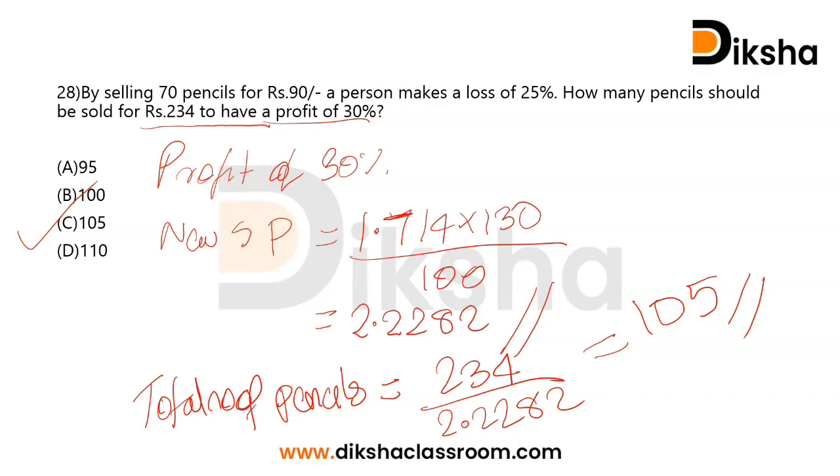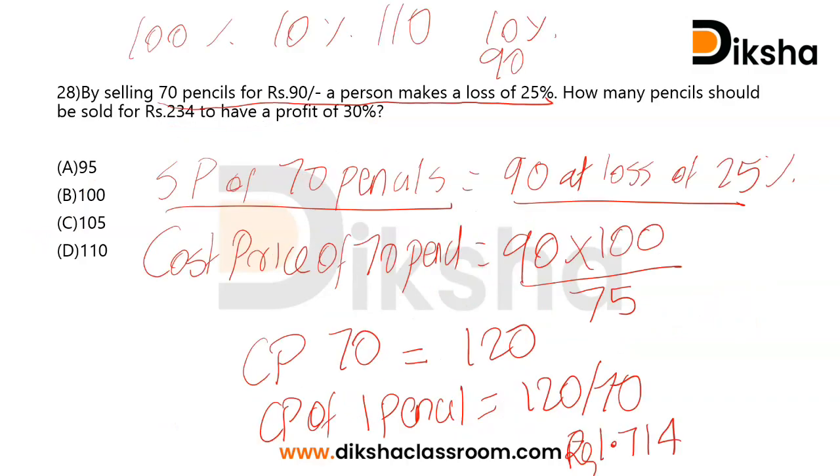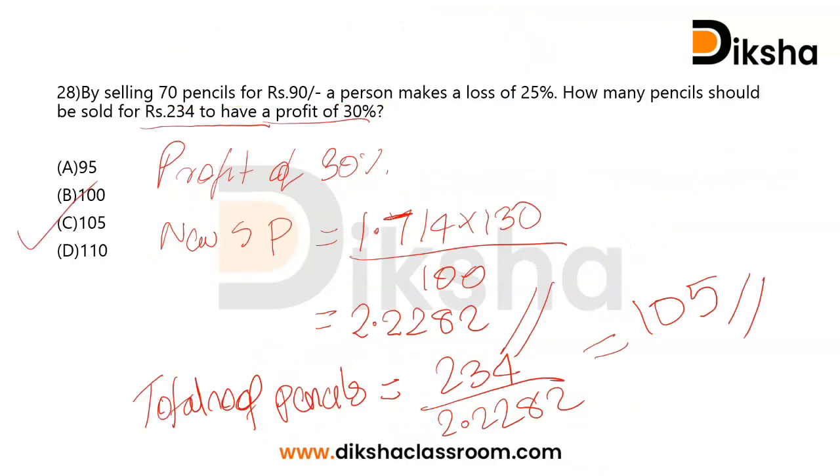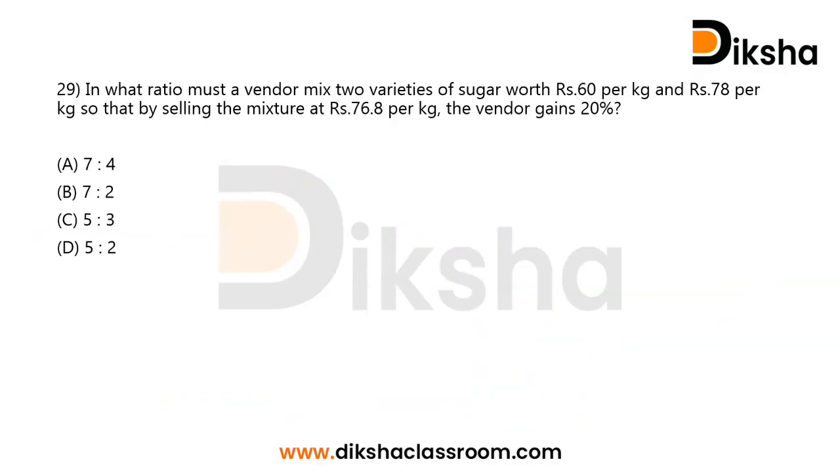Remember, firstly they have said that 70 pencils for rupees 90, which gives you the selling price of 70 pencils as 90 at a loss of 25%, from which we find the cost price of 70 pencils as 90 into 100 by 75, which is 120, from which you get the cost price of one pencil as 1.714. Now we have to have a profit of 30% in selling each pencil. So you want to sell that pencil for 1.714 into 130 by 100, which gives you almost 2.22. So now you want to find the total number of pencils that you will be selling for 234. You divide 234 by 2.2282, you get the answer as 105. So answer C is the correct answer.